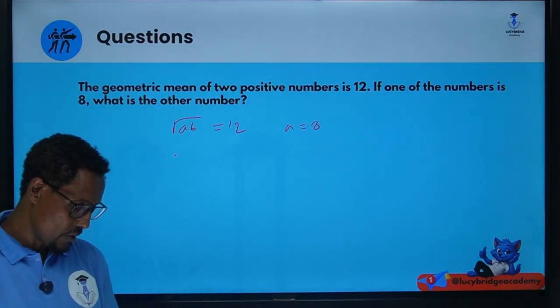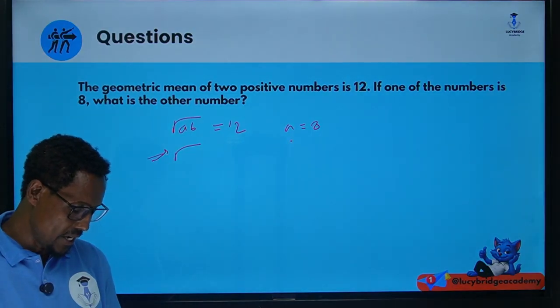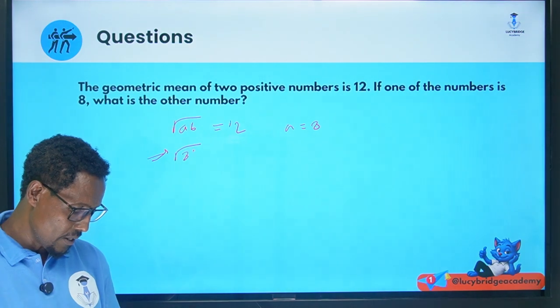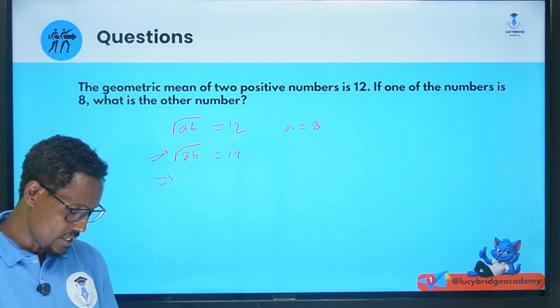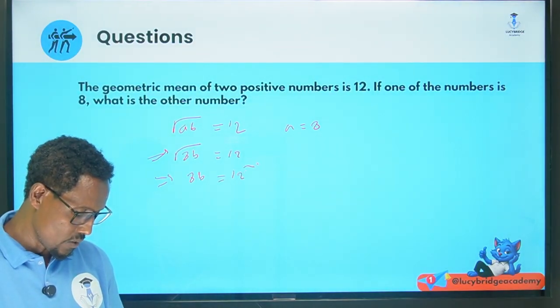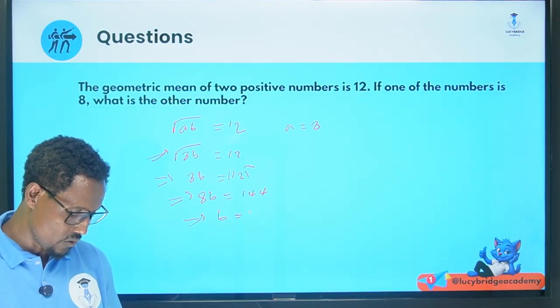Therefore, the square root of AB, since A is 8, the square root of 8B is equal to 12. Squaring both sides, 8B is equal to 12 squared, which is 144. So 8B is equal to 144. Dividing both sides by 8, B is equal to 144 over 8.